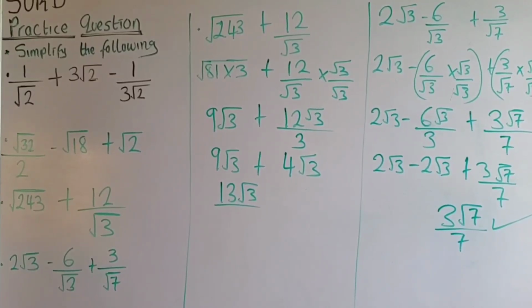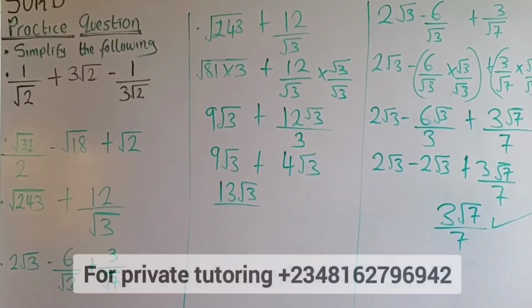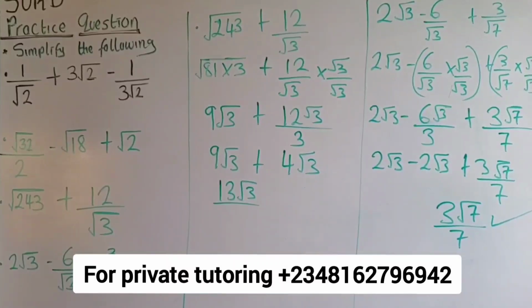Okay, so let's do a recap of what we learned in this class. If you're asked to simplify a question that contains an irrational part at the denominator, the best way to do that is to first rationalize the fraction. Are you getting it?